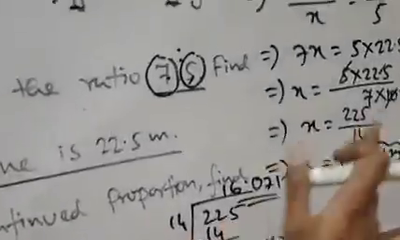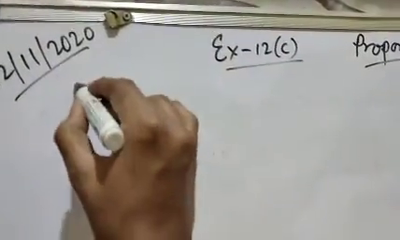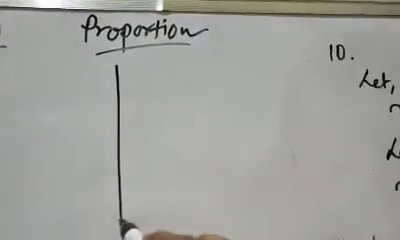Next question, erasing this part. Question number 12, last question. Question number 12 says, if 25, 35 and x are in continued proportion, find the value of x. So these numbers are in continued proportion. So now what is the concept of continued proportion?